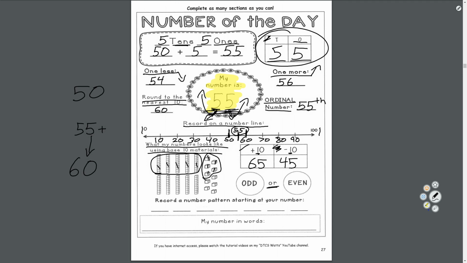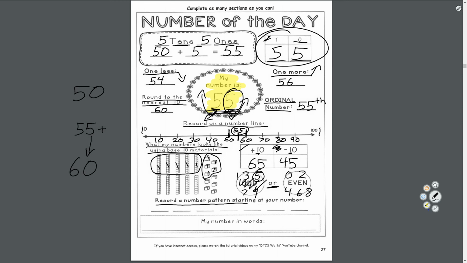Odd or even. Odd numbers end with 1, 3, 5, 7, or 9. Even numbers end with 0, 2, 4, 6, or 8. Our number ends with a 5, so it's odd. Put a bunch of check marks here.